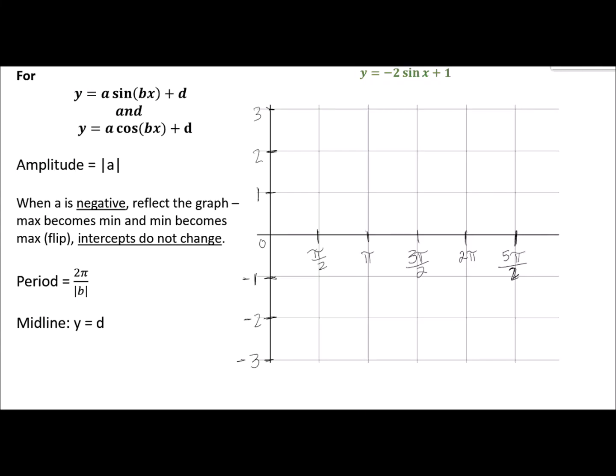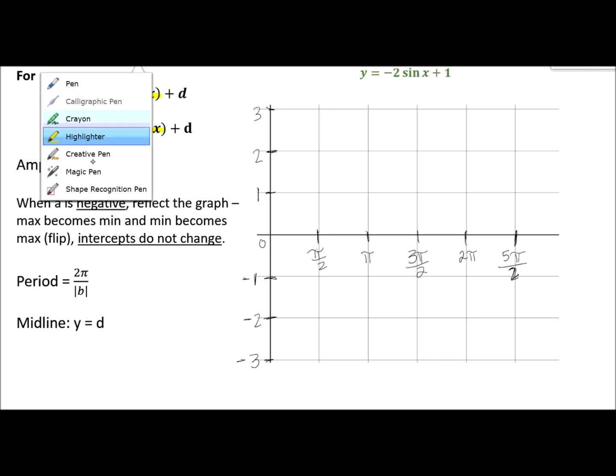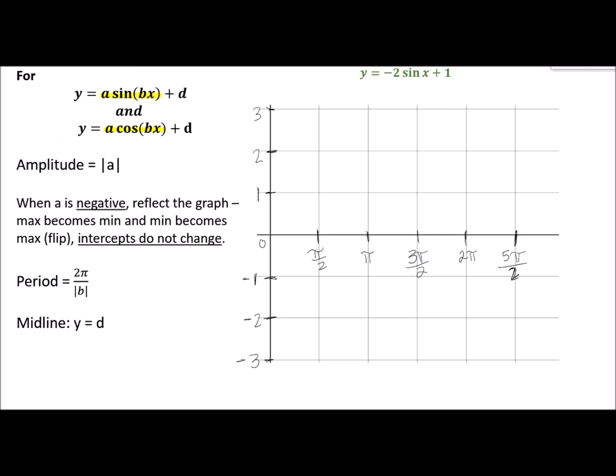Okay, so here's what it looks like, basic setup of it. Your equations are going to look like this. Now, this right here is the basic inside piece. When you start getting a negative out in front, you know that that means it's going to be a reflection. When A is negative, you're going to reflect the graph over the x-axis.